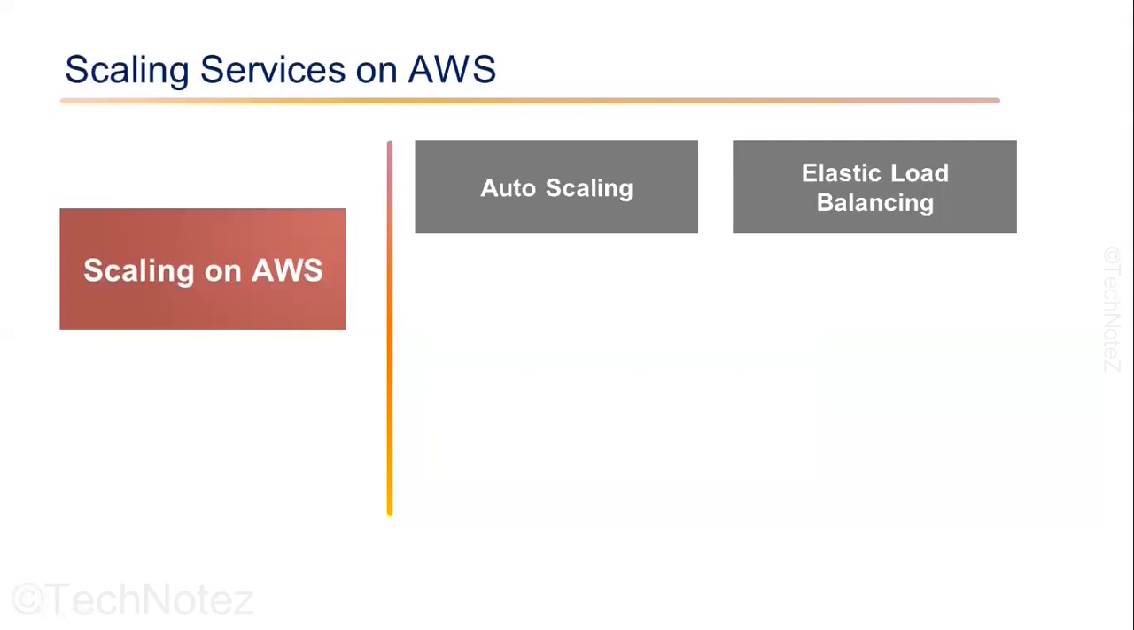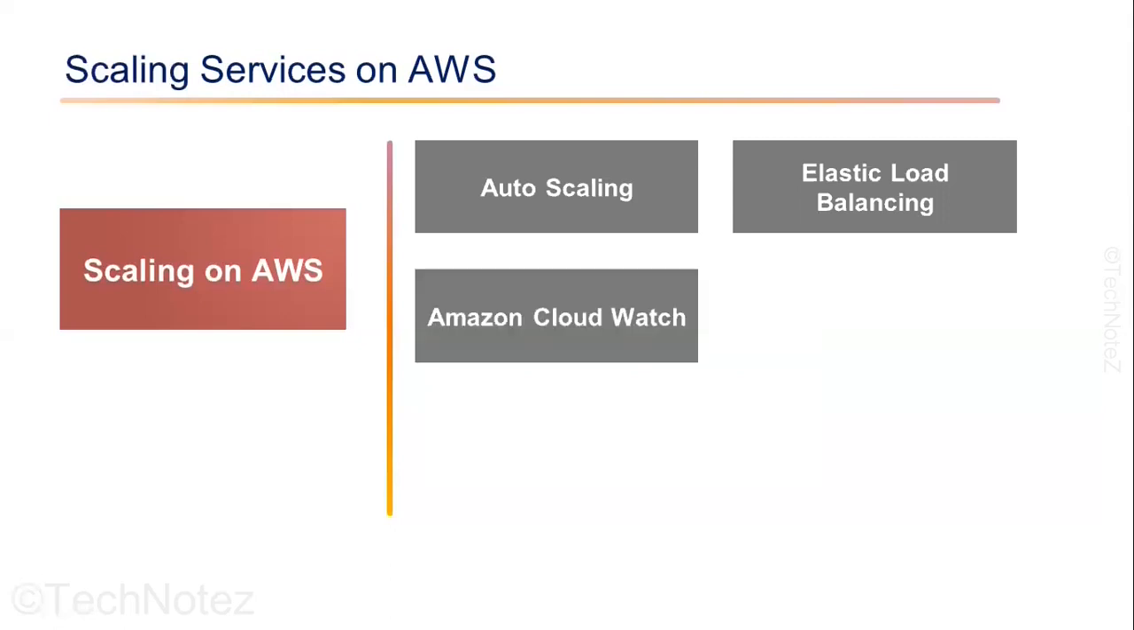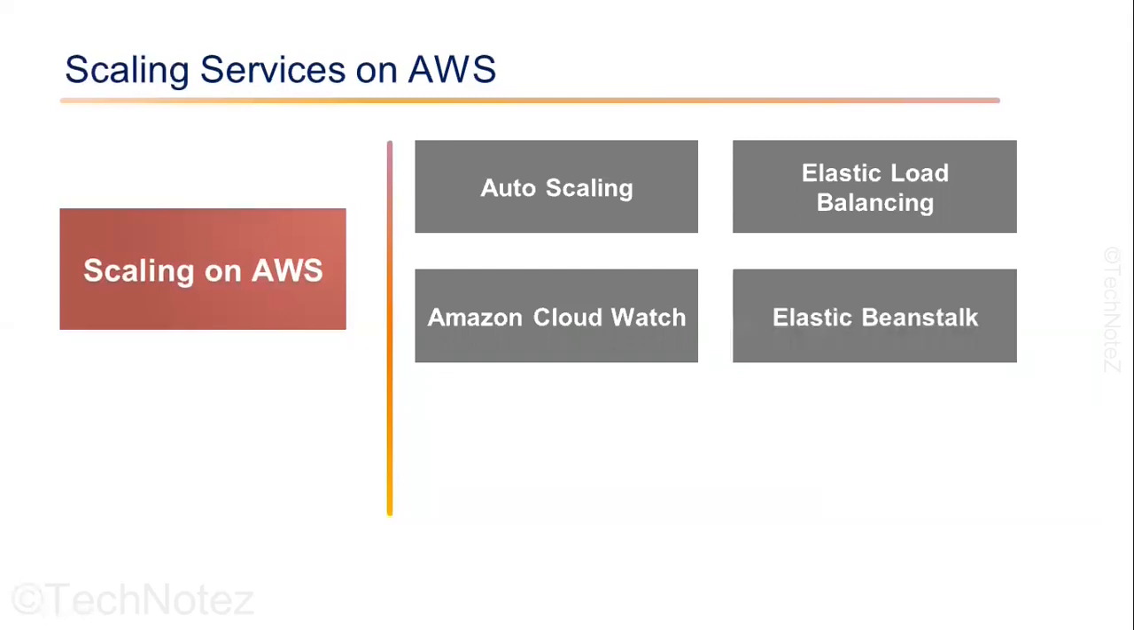Elastic Load Balancing automatically distributes the incoming traffic across multiple resources to ensure that no single resource becomes overloaded. CloudWatch monitors the resource utilization and automatically triggers the scaling actions based on the predefined policies. Elastic Beanstalk is a platform as a service that automatically handles the scaling and deployment of the applications.